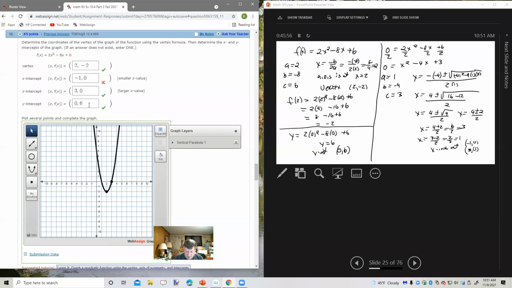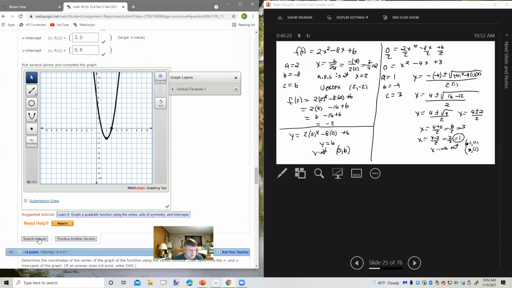X-intercept, -1, 0. Oh, you know what? I made a mistake right here. I can't read my own writing. Look at that. That should have been a positive one. In my sloppiness, I picked that up as a negative. So we'll come back here and fix that. Fortunately for me, that wasn't one of the points I picked to graph. Let's see what happens now.